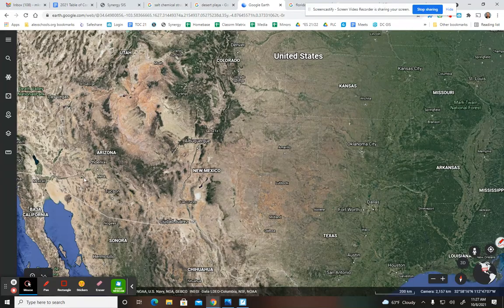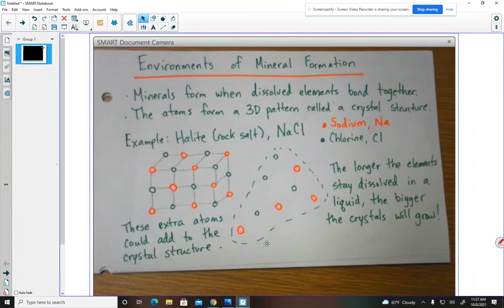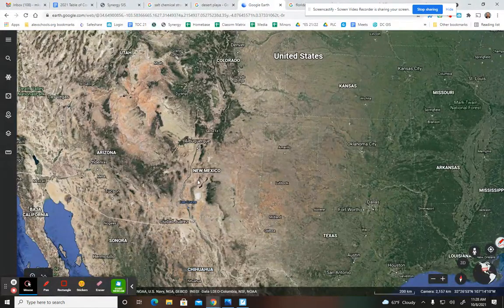And we're back. So now that we know a little bit about, in general, how minerals form, with atoms being dissolved into a liquid and then moving around to find their perfect bonding partner, we're going to go ahead and check out some specific environments on Earth where you might see this happening. So first off, I would like to check out a spot in New Mexico.